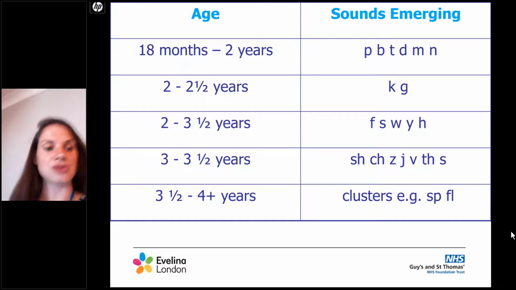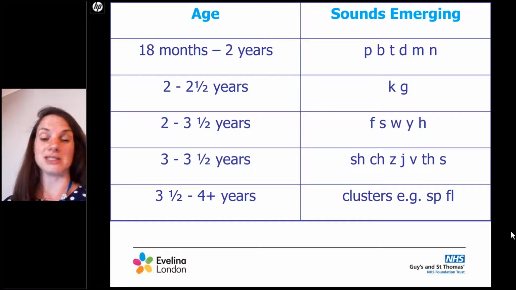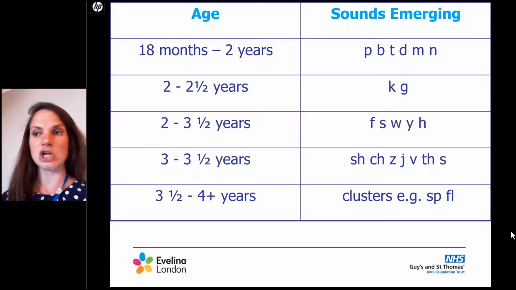Just to say that the sounds R and L, so the sounds made by the letters R and L, they don't usually become apparent until children are 7 or 8 years old. So it takes a long time for children to develop their speech or pronunciation skills.